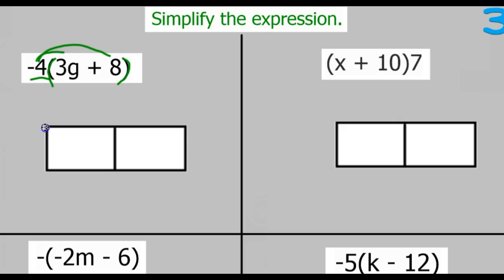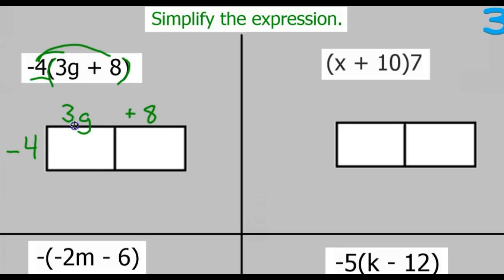It makes it easier for me to draw a box. So I have a box here. I'm going to put the negative 4 outside of the box because I know that that's outside of my parentheses. What's inside of the parentheses is 3g plus 8, so I'm going to put that on top of the box. Now what this box tells me is that I'm multiplying negative 4 times 3g and negative 4 times 8.